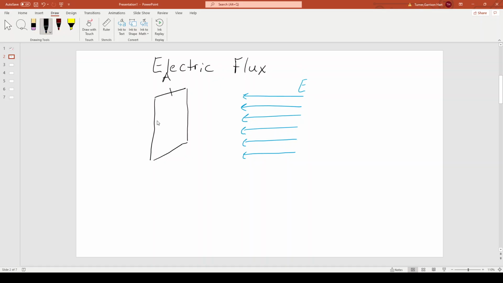If I can orient my window, and you can imagine that these electric fields are in three dimensions, I'm not sure I can draw this very well, but imagine that these aren't just stacked on top of each other in the XY plane, but they're also in the Z plane.